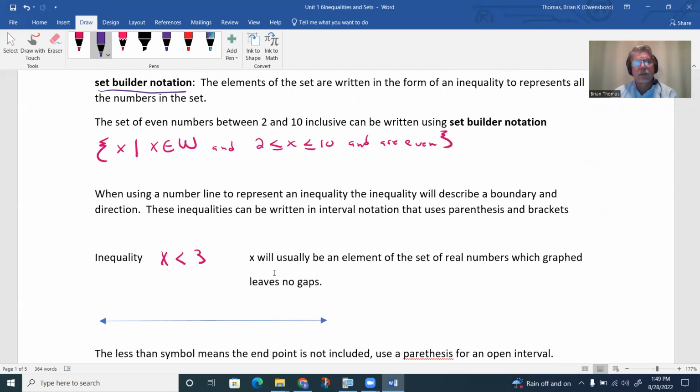In using a number line to represent an inequality, the inequality will describe a boundary and a direction. These inequalities can be written in interval notation. In other words, we're going to use what we call parentheses or brackets. This interval notation is a special notation that you may not be as familiar with, so we'll introduce it at this time. If we have the inequality x is less than 3, this means x is a number that is less than 3.